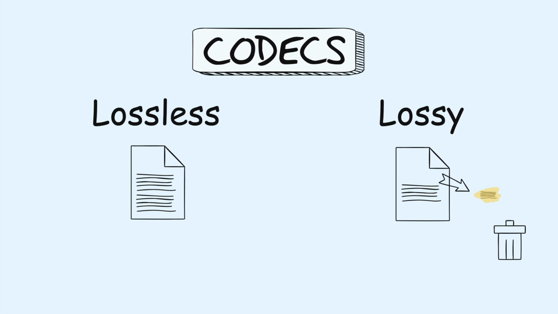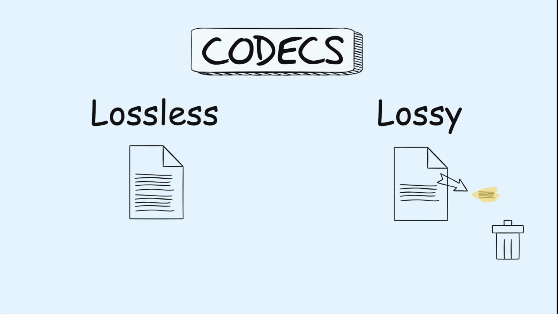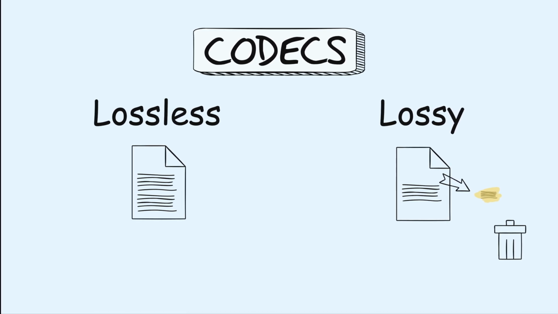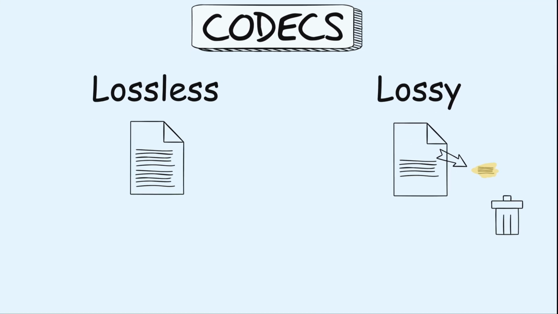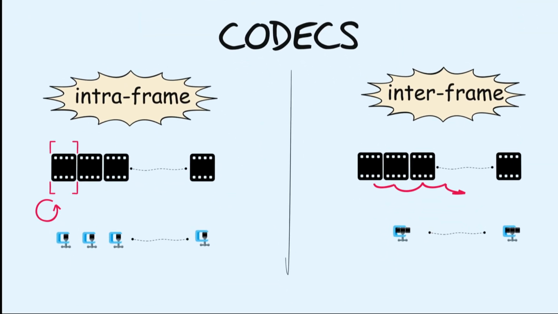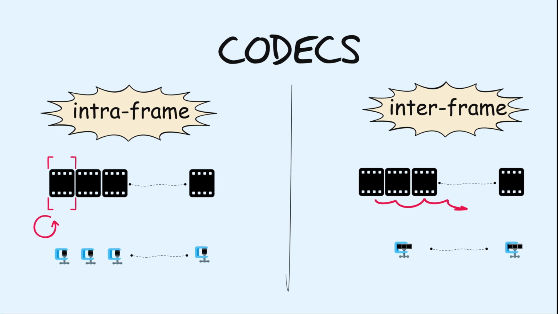On the other hand, lossy codecs are designed to compress digital media files by removing some of the data that is considered less important or relevant. This can significantly reduce the file size but can also result in a reduction in quality. Lossy codecs are often used for streaming or sharing media files over the internet, where smaller file sizes are preferred over high quality.